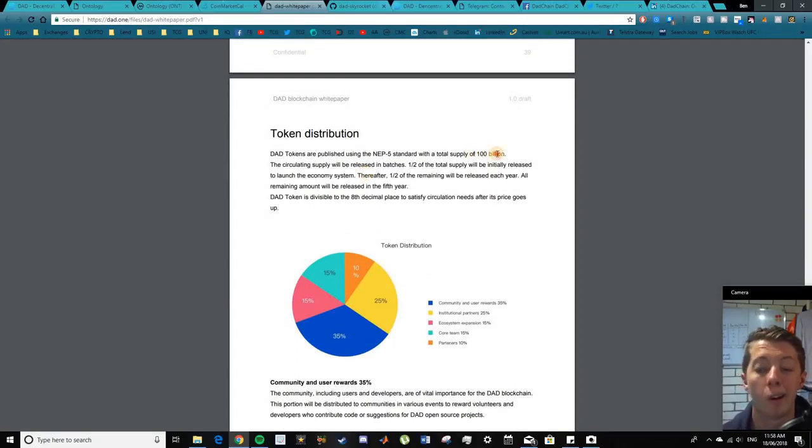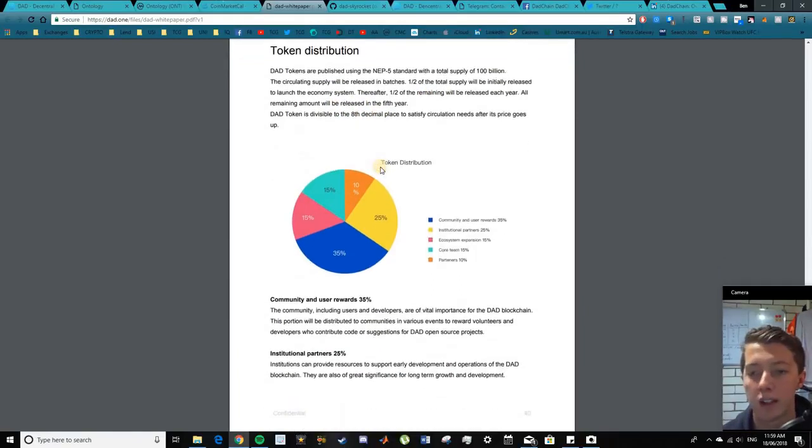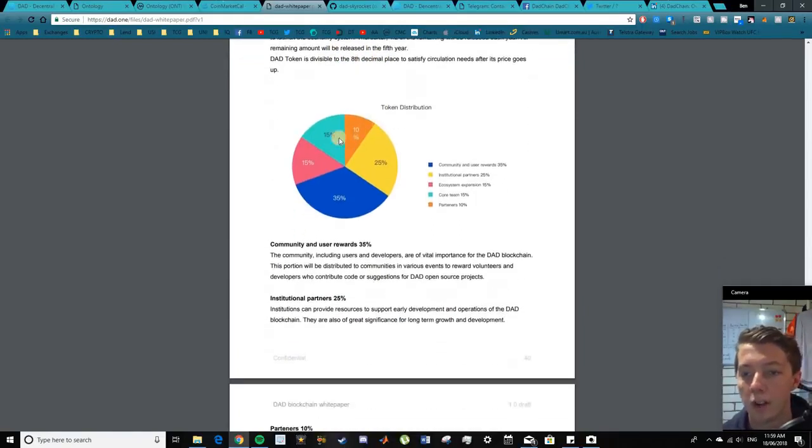There's going to be a total supply of 100 billion, so quite a lot of coins there. That's something to consider. That will be released in batches though. So half of the supply will be released at the launch of the economy system, and half will be released each year, basically up until 5 years has taken place. The token will be divisible to the 8th decimal place after it goes up on exchanges, with 10% going to partners, 15% to the core team, 15% to the ecosystem expansion, 25% to institutional partners, and 35% for the community and the user rewards.